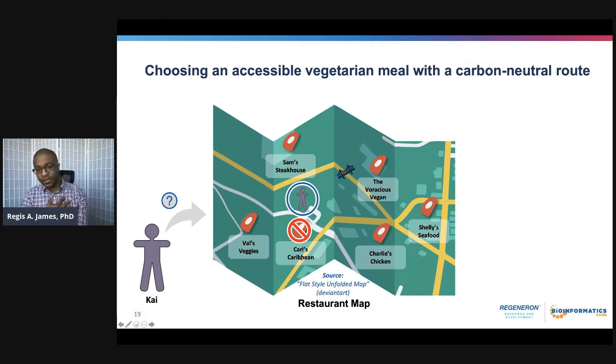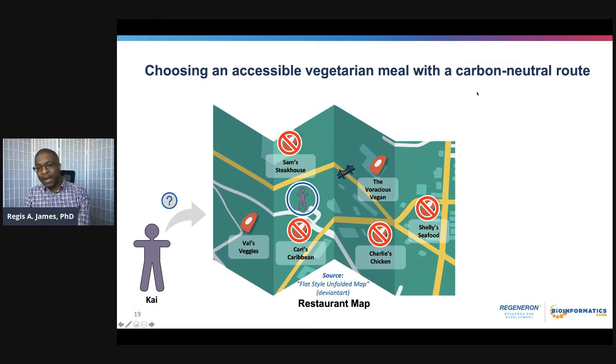My family's from the Virgin Islands. I have a lot of pride in that, and there's lots of great food there, but it's not always vegetarian or vegan. And since Kai is looking for vegetarian food, that eliminates Caribbean food. It also eliminates chicken. It also eliminates steak. It also eliminates seafood.